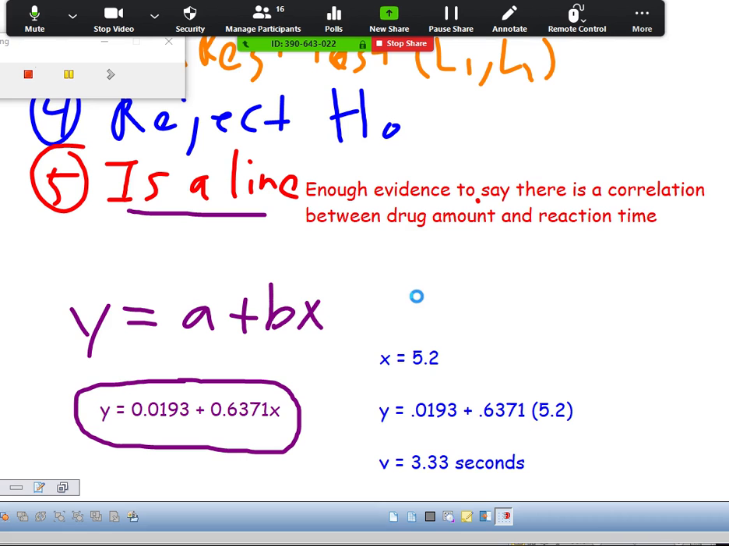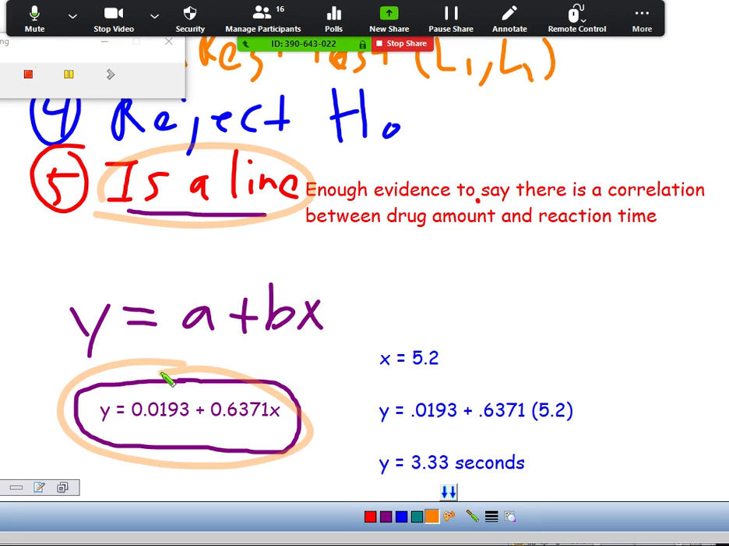You cannot always use your linear regression line. You can only use it when, in step 5, you found that it is a line. Because if it is a line, then that means this line here is valid. If it's not a line, then this line here would be total garbage. Do you guys see what I'm saying? So you have to check and see if it is a line, then yeah, we can use this. That totally makes sense. It is a line, so we're going to use it.